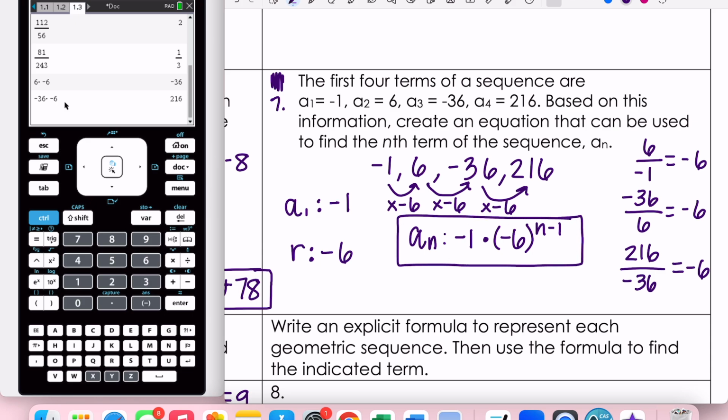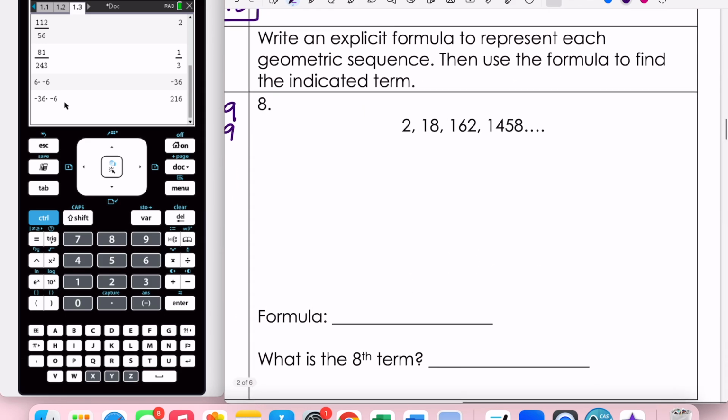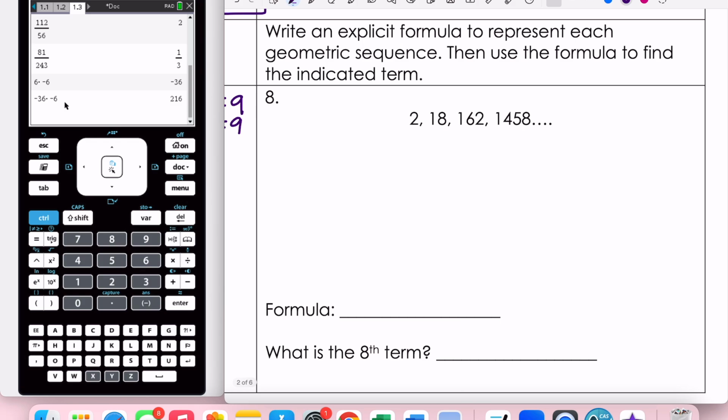Okay, let's move on to number 8. So number 8 says, write an explicit formula to represent each geometric sequence. Then use the formula to find the indicated term. So, again, 2 things I want to find are my initial term and my common ratio. Well, my initial term is 2. My common ratio is what am I multiplying by to get to my next term?